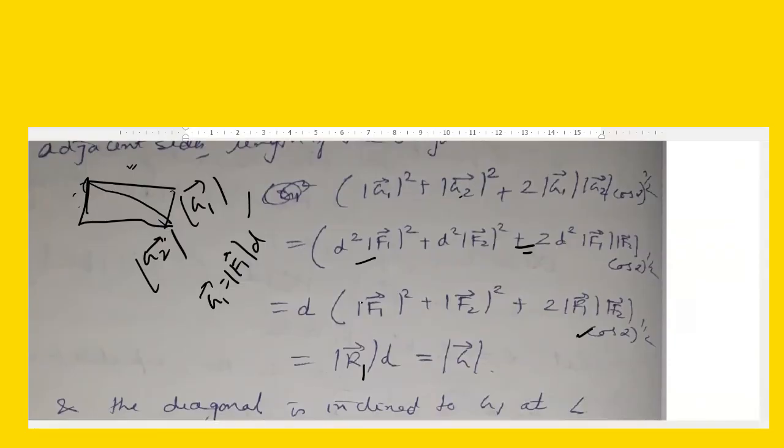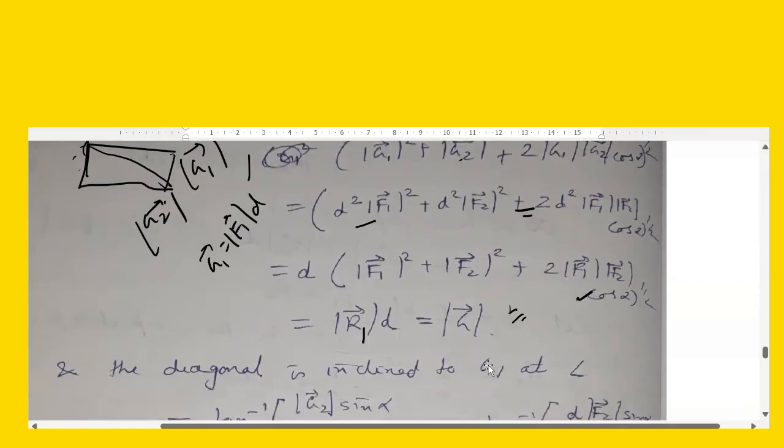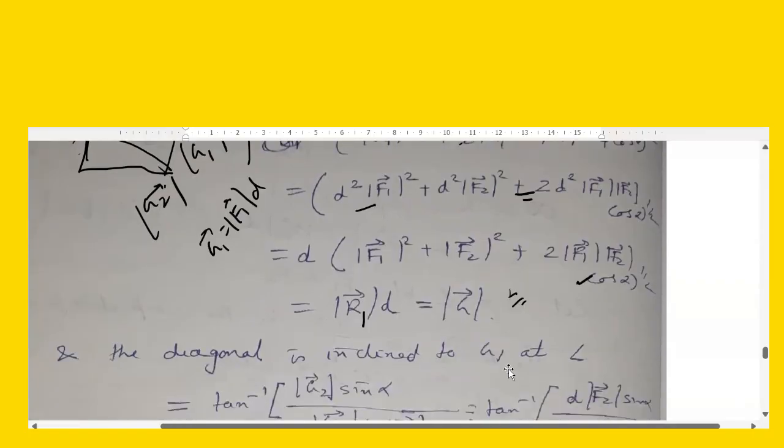So this is G. You started by finding the length of the diagonal of this parallelogram, having the adjacent sides G1, G2, and you ended up finding G. So the length of the diagonal is G, right? And also the diagonal is inclined. As I said, here I have to take care of the inclination also. So the diagonal is inclined to G1 at angle alpha.